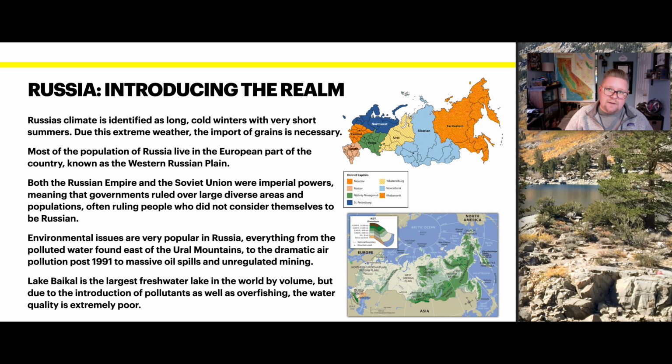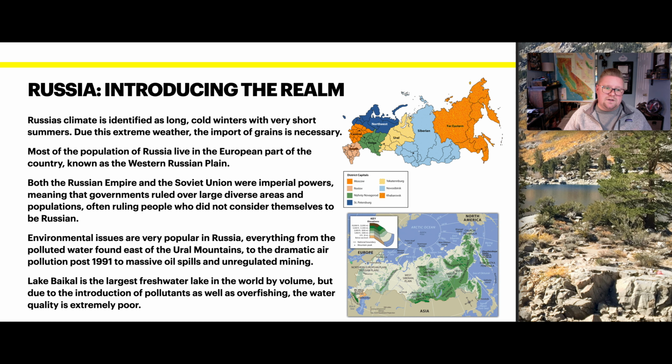Now, most of the population in Russia live in the European part of the country known as the Western Russian Plain. Both the Russian Empire and the Soviet Union were imperial powers, meaning that the government ruled over large, diverse areas and populations, often ruling over people that did not consider themselves to be Russian to begin with.